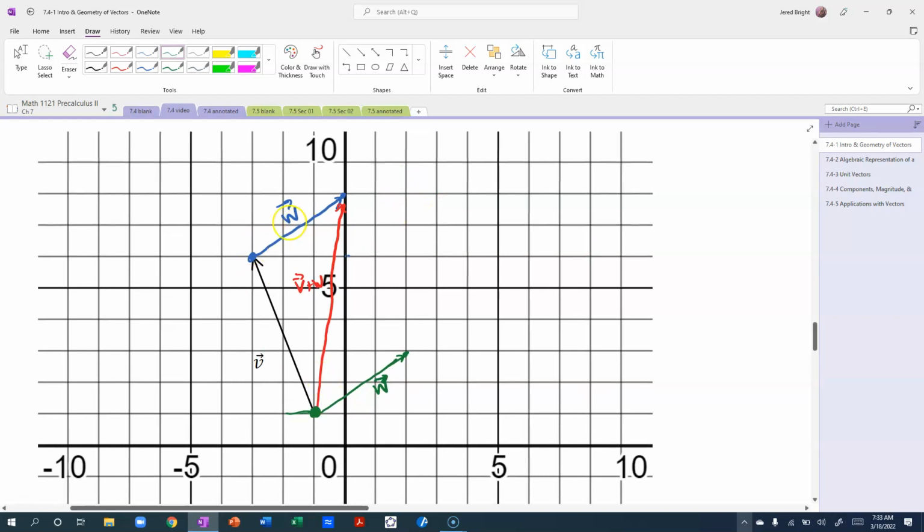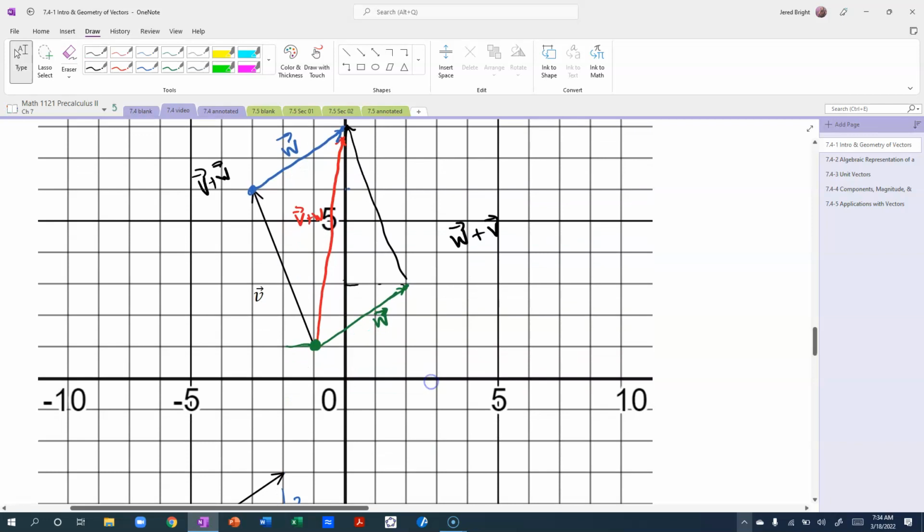So this math that we did over here, this would be v plus w, but we know that addition is commutative. So what I'm going to do here is actually do w first and then tack on v. So there's w, and then if I tack on v, v goes 2 units to the left. So 1, 2, and then 5 units up. Okay, and so I get the same answer in a different way. So either way works just fine.